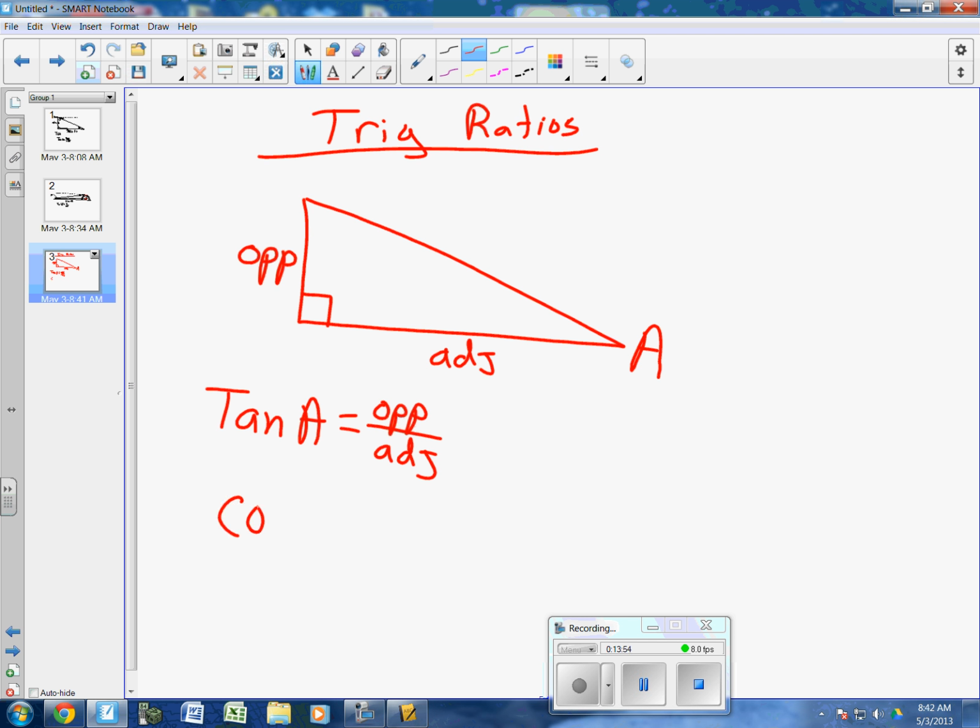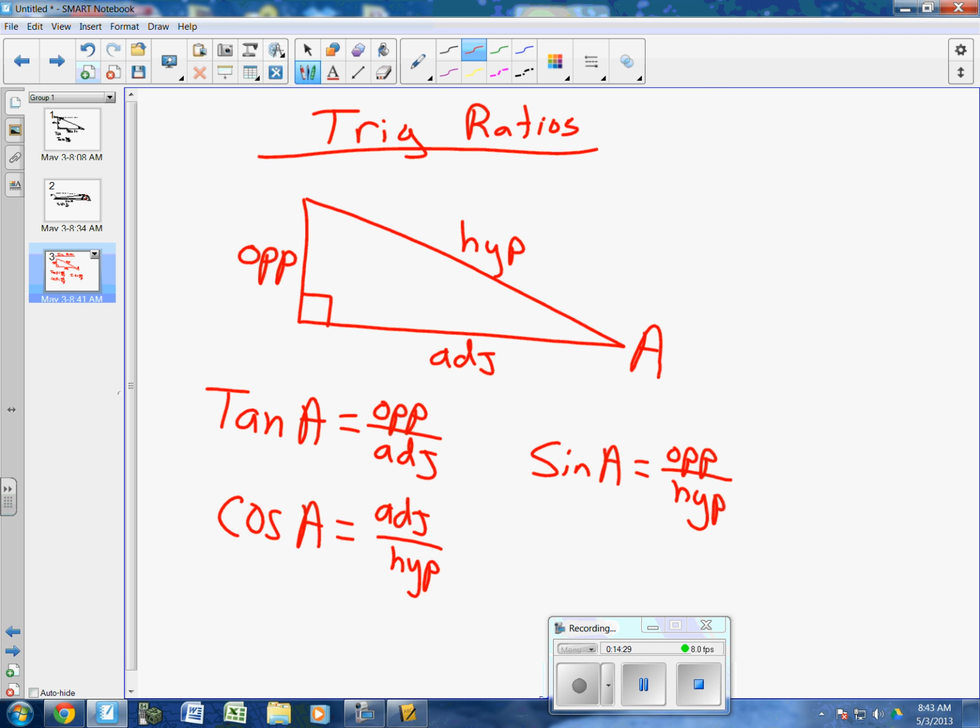And cosine of A is equal to the adjacent side divided by what we call the hypotenuse side. Remember, the hypotenuse is the side opposite the right angle. So it's the length of the adjacent side divided by the length of the hypotenuse side. And the sine of A is equal to the opposite side divided by the hypotenuse side. Those are the three trig ratios that we learned about to solve problems.